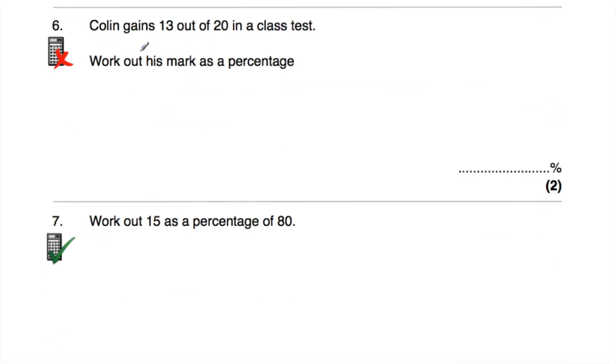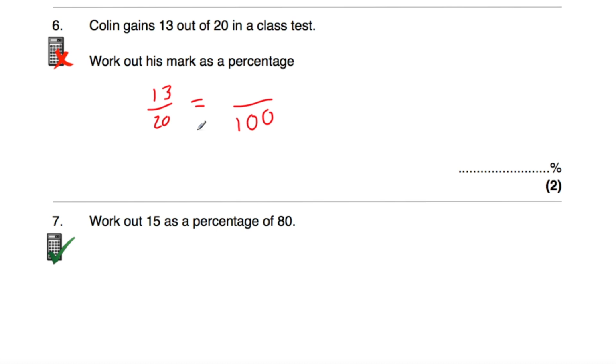So question number 6 says that Colin scores 13 out of 20 in a class test, and we've been asked to work out his mark as a percentage. That's 13 out of 20. So I've written it as a fraction. Now we want to change this mark to a percentage. So to get from 13/20ths to a percentage, well, percent means per 100. So we can actually find an equivalent fraction with 100 on the denominator quite nicely.